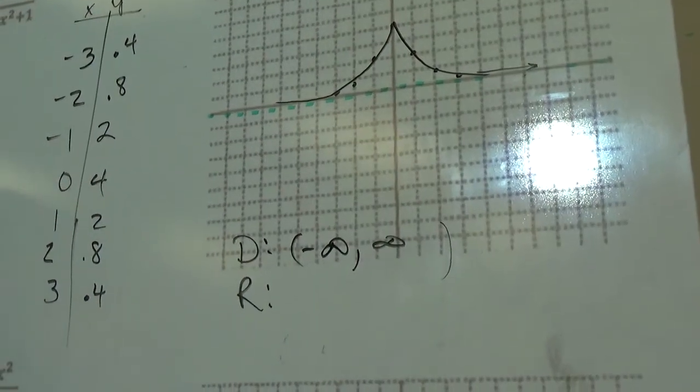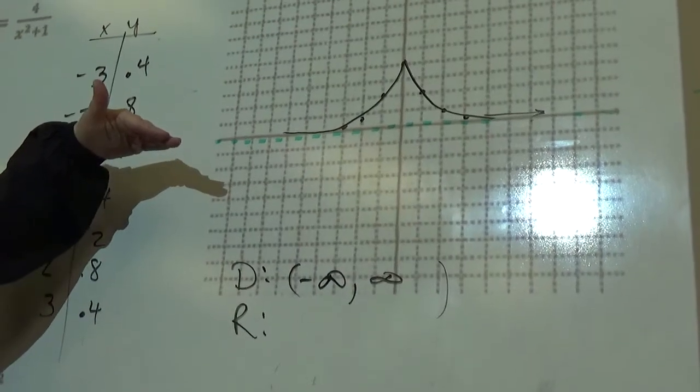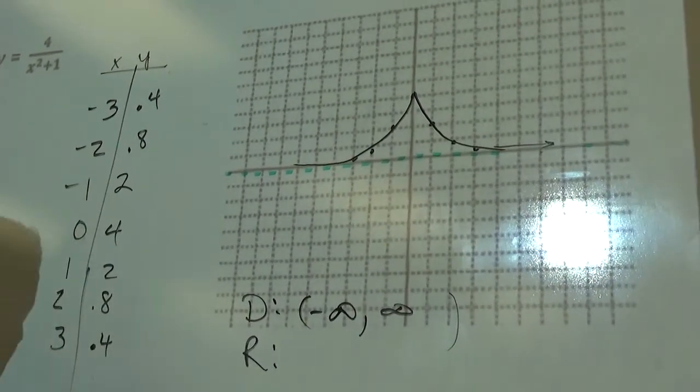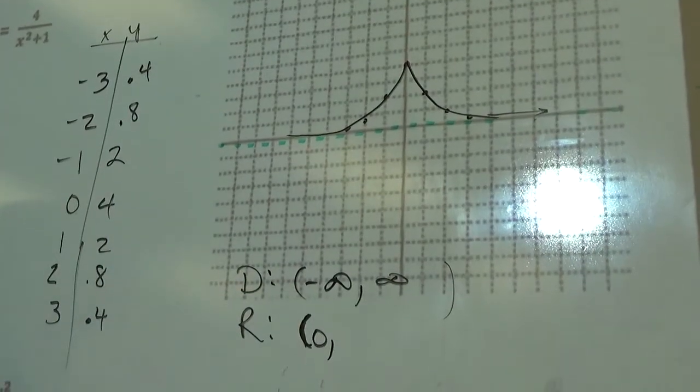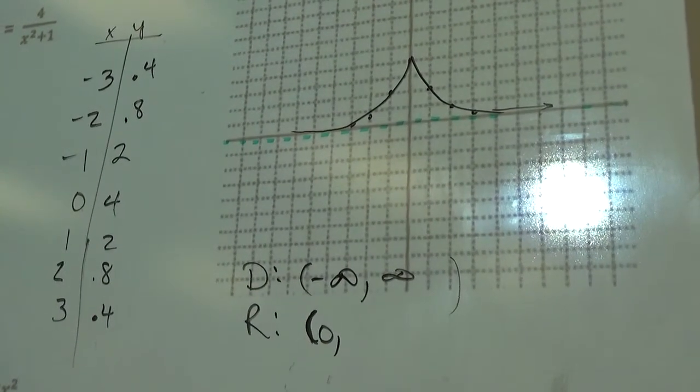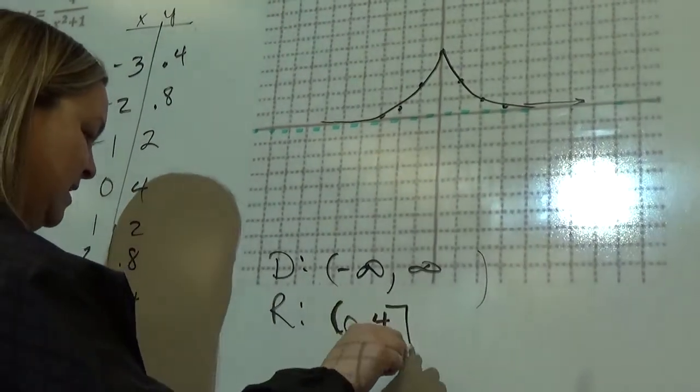What about the range? What's the smallest answer we will get for y? 0, but not inclusive, right? Because we won't ever get 0. What's the highest y value we'll ever get? 4. Inclusive or non? Yeah, because it equals 4.